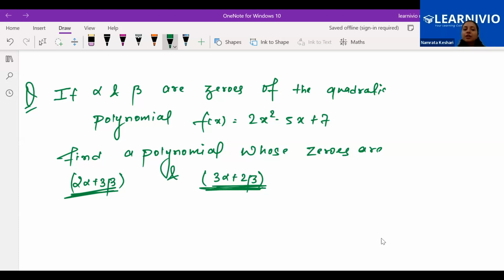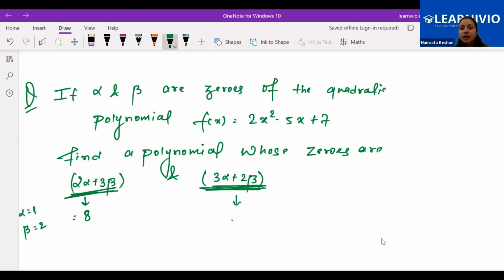Suppose, for example, we got alpha as 1 and beta as 2. Here we can easily substitute the alpha and beta values and do the calculation. This will give 2 into 1, 2, and 3 times 2 is 6, 6 plus 2 is 8. We get 8 from here, and from here also we will get a number, and with the help of these two numbers, we will be able to frame a polynomial.